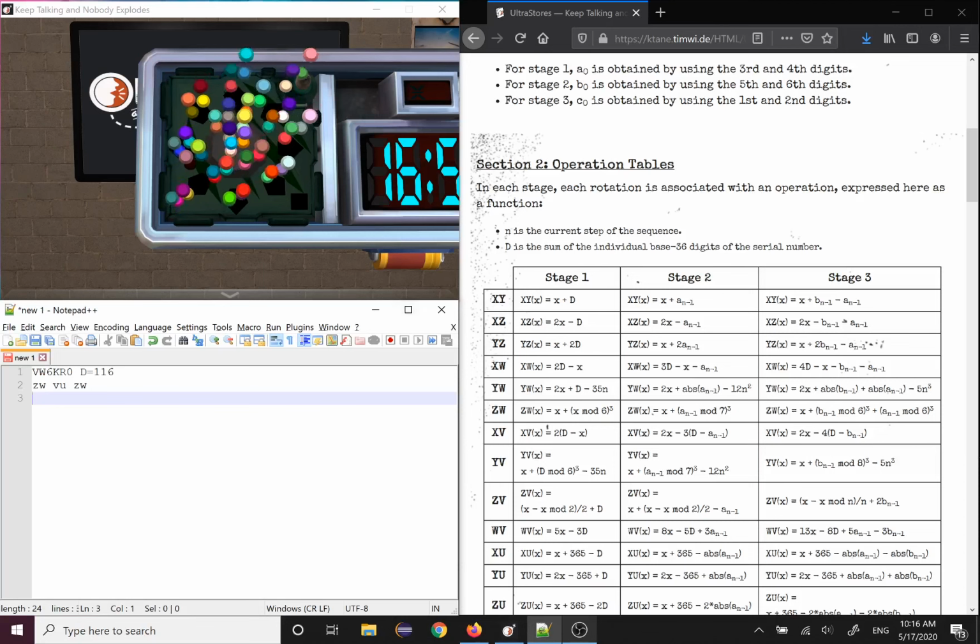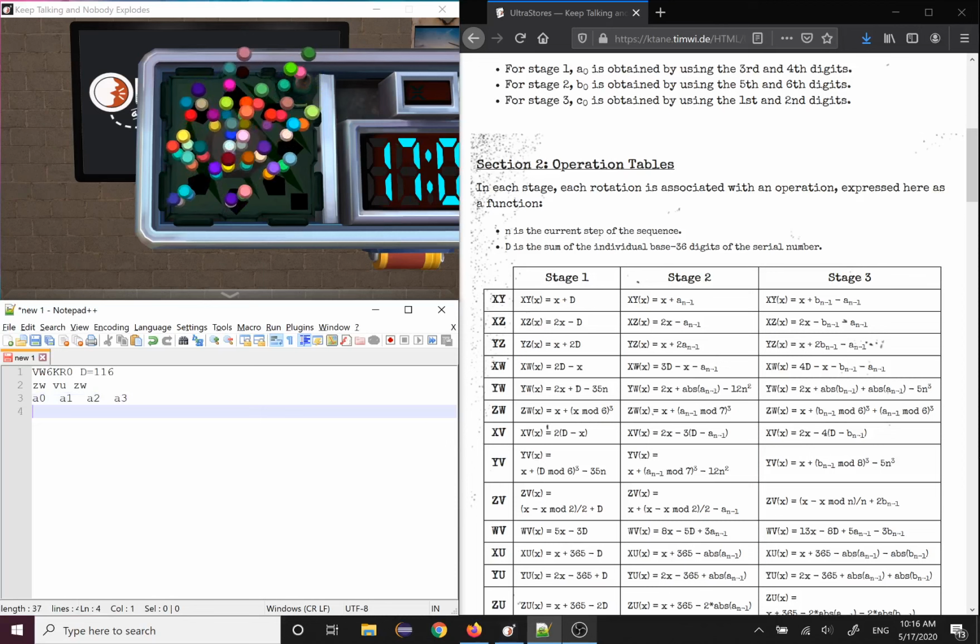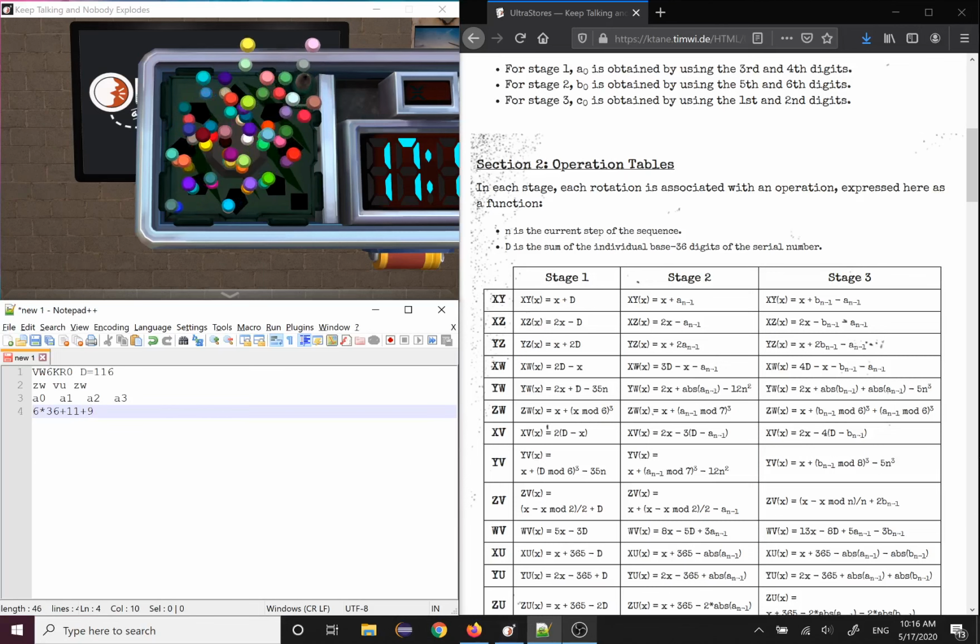Now A0 is going to be, I generally notate my numbers this way. A0 is equal to 6 times 36 plus K, which is 11 plus 9. We're converting from a 2-digit base 36 to a decimal, so we have to multiply the bigger digit, the left digit, by 36, and then add the right digit. So the 6 times 36 plus 11 plus 9, which is equal to 216 plus 20 is equal to 236, and that's our A0.